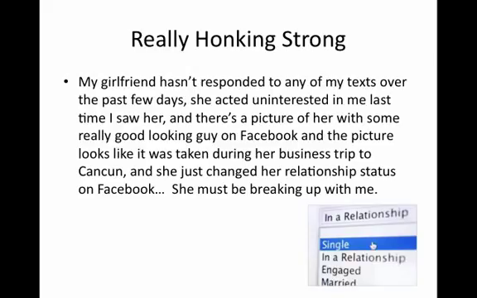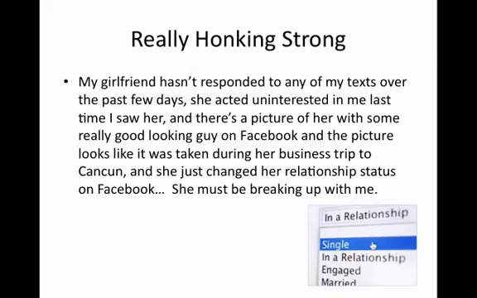Here's a really strong argument. My girlfriend hasn't responded to any of my texts over the past few days. She acted uninterested in me last time I saw her. And there's a picture of her with some really good-looking guy on Facebook, and the picture looks like it was taken during her business trip to Cancun, and she just changed her relationship status on Facebook. She must be breaking up with me. So as you can see, there's different strengths of connection between the evidence and conclusion of an inductive argument. There's a variability in there, but you can also see it's kind of a spectrum, greater or weaker connections.